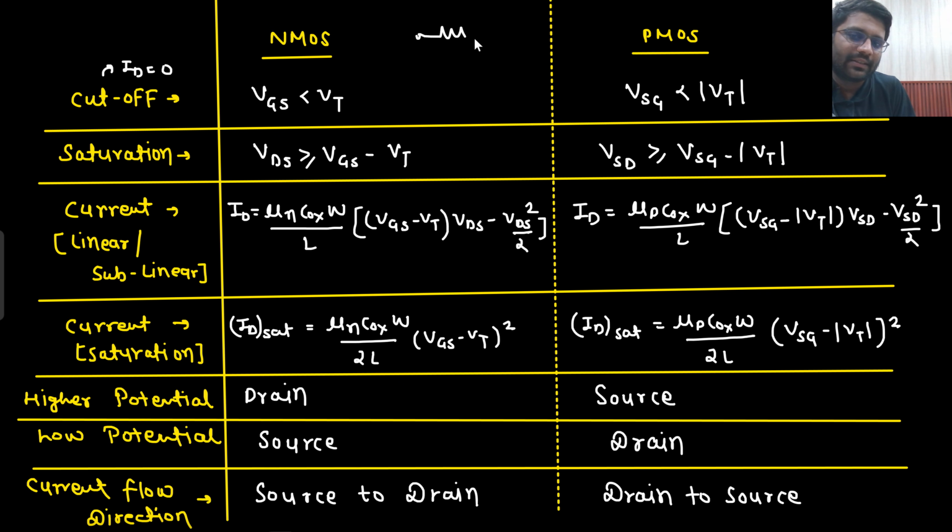No? Let's just say there is a resistor. Here there is 5 volt, here there is 3 volt. So current will be flowing, that would be 2 by R, from high potential to low potential. Who is at higher potential? NMOS is at higher potential. So current will flow from drain to source. Wait a second. Source to drain. Drain to source.